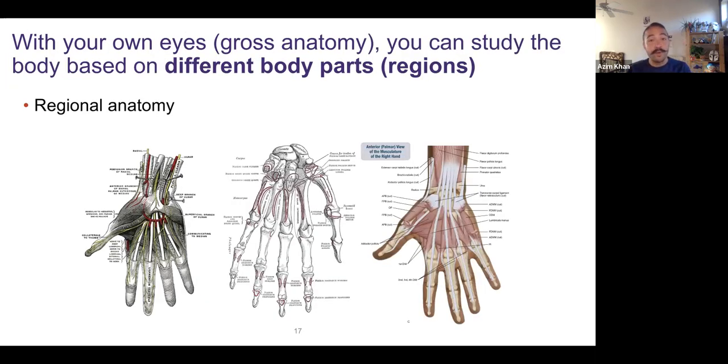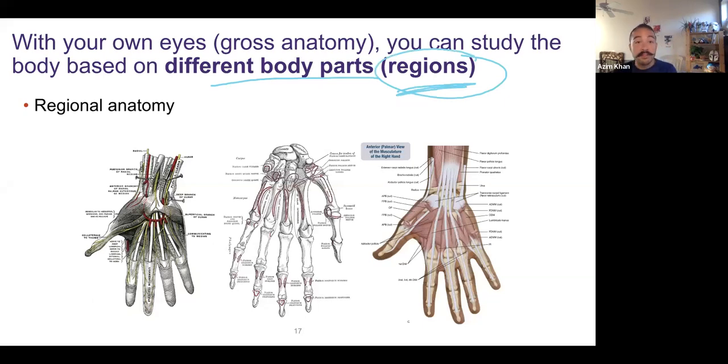So we've seen already that we can study anatomy in terms of gross anatomy and also microanatomy. So let's look more closely at how we can differentiate different ways to study anatomy. Using our eyes, using gross anatomy, we can study different body parts. We can call that regional anatomy.